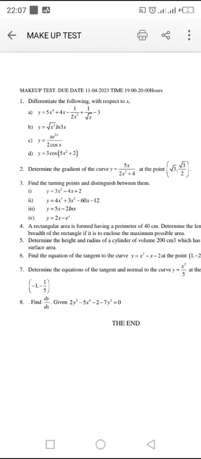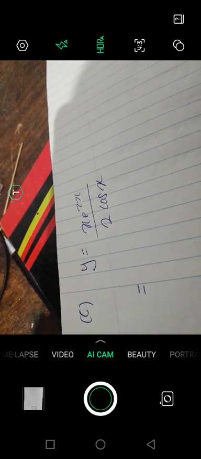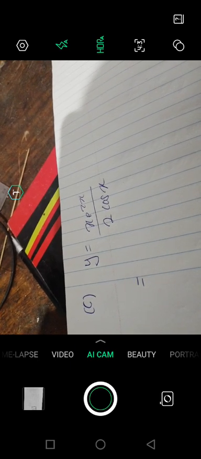This quotient differentiation, you have to have u values, v values, and you can go ahead with the calculations. And the operating sign in the quotient rule is subtraction.